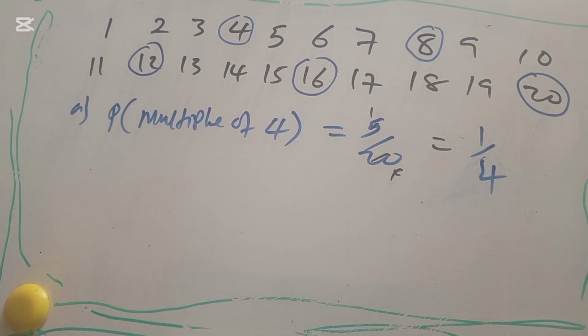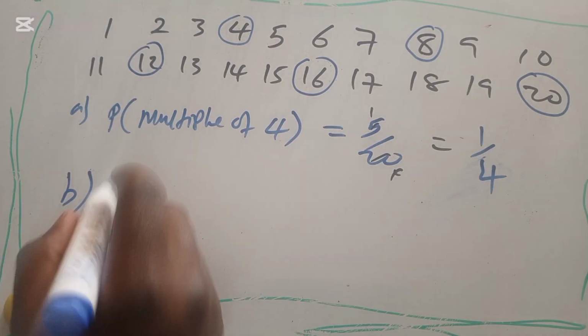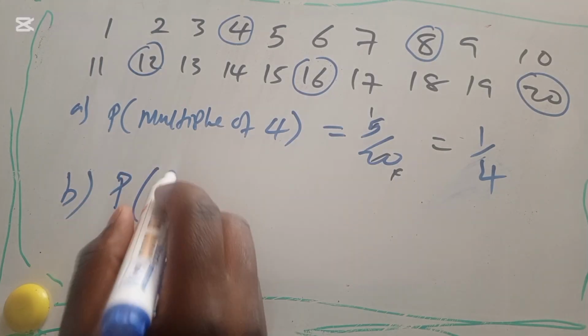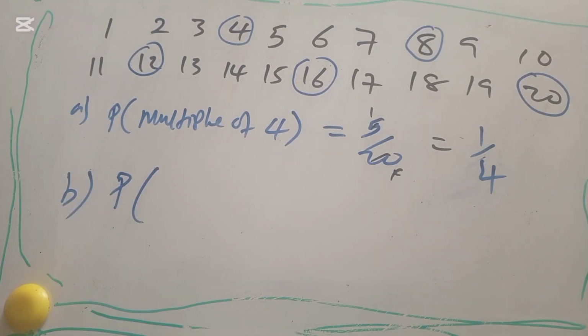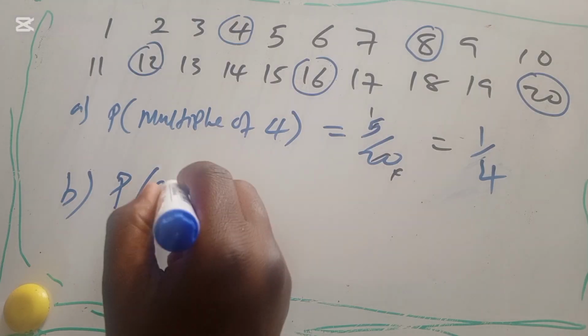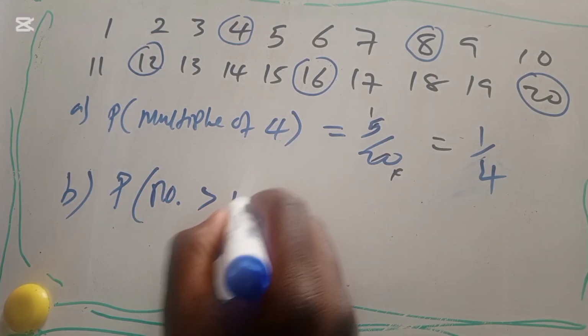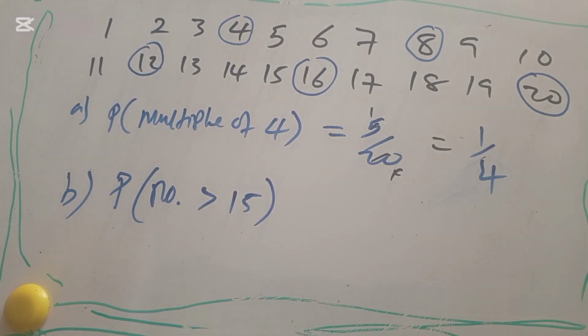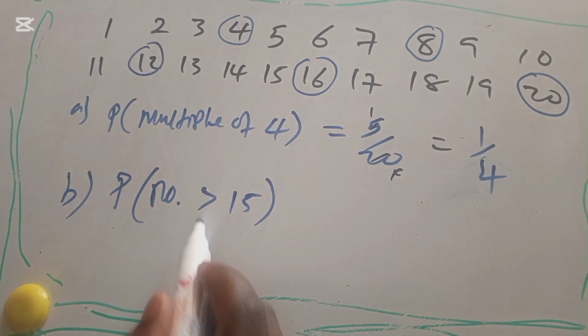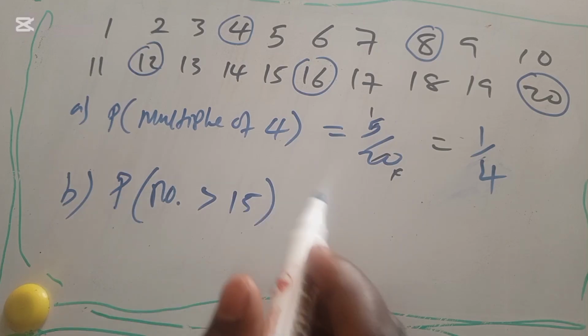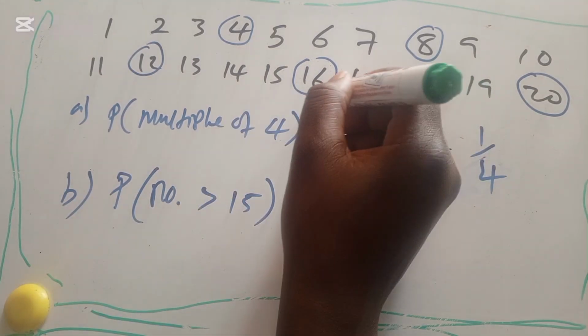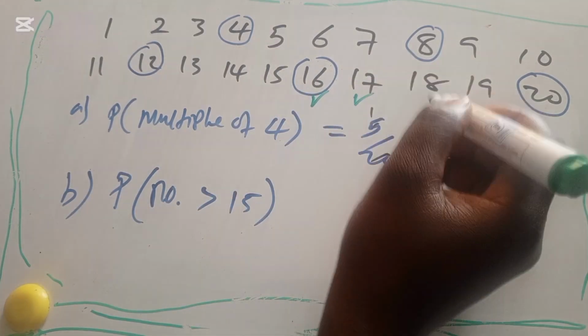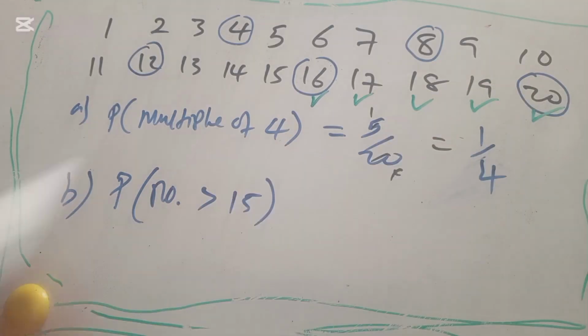The next question asks, part B, a number greater than 15. So probability, you can say number greater than 15. So what do you understand by the word greater? Do you include 15? Remember, greater, we have not said greater or equal. So you are going to skip 15 and tick 16, 17, 18, 19, 20.